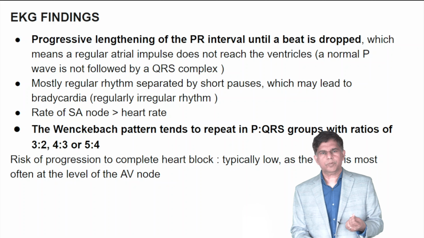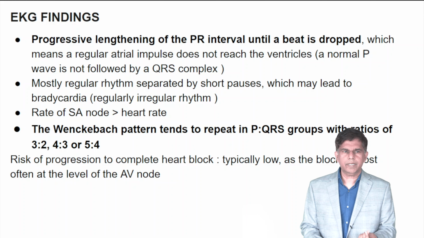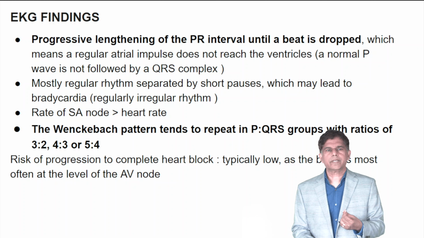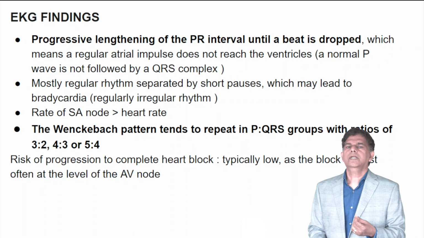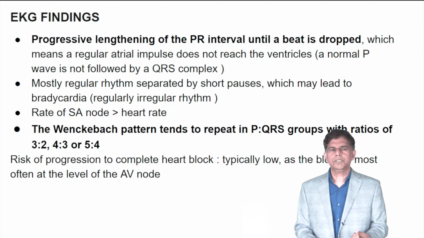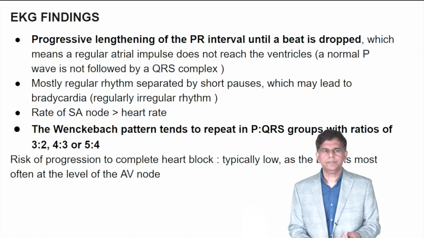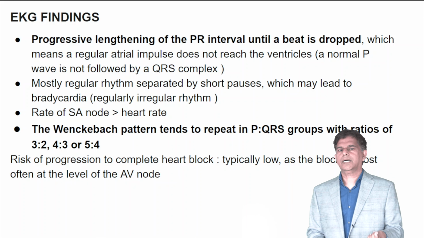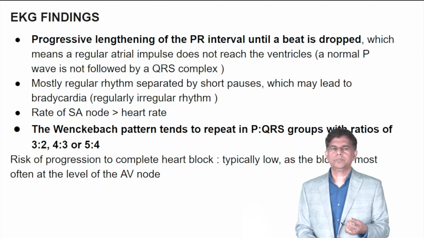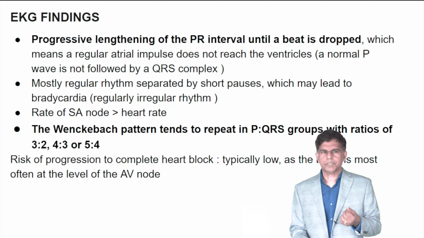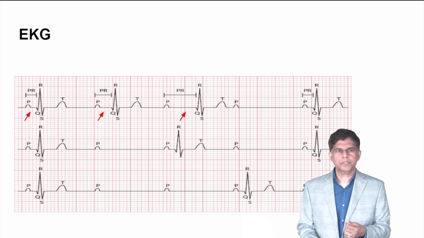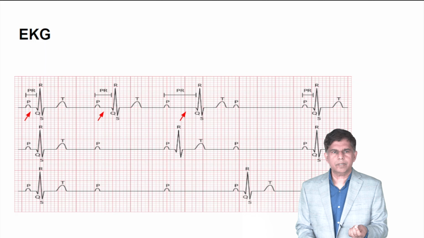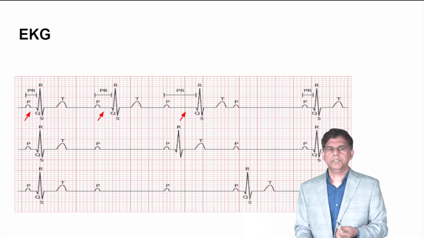Most regular rhythms are separated by short pauses, which may lead to bradycardia, and the rate of the SA node is greater than the heart rate. So the Wenckebach pattern tends to repeat in P to QRS groups with a ratio of 3:2, could be 4:3 or 5:4. And the risk of progression to complete heart block is typically low. The block is at the level of the AV node. So remember, progressive lengthening of the PR interval until a beat is dropped. So you get a very clear picture over here. You look at the PR interval is prolonged, and then the beat is dropped.